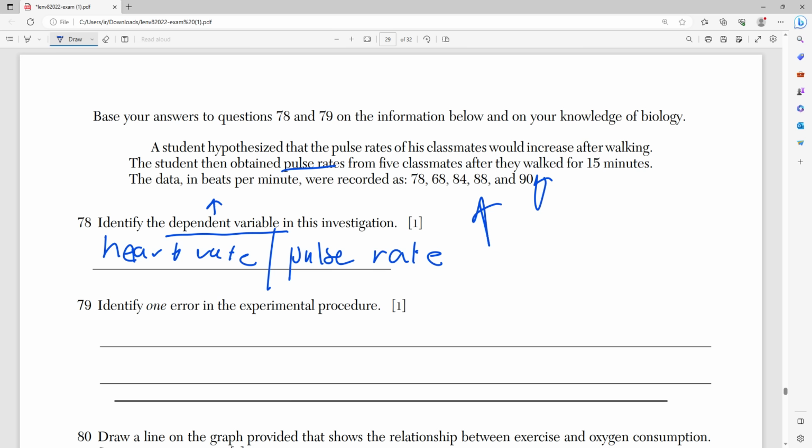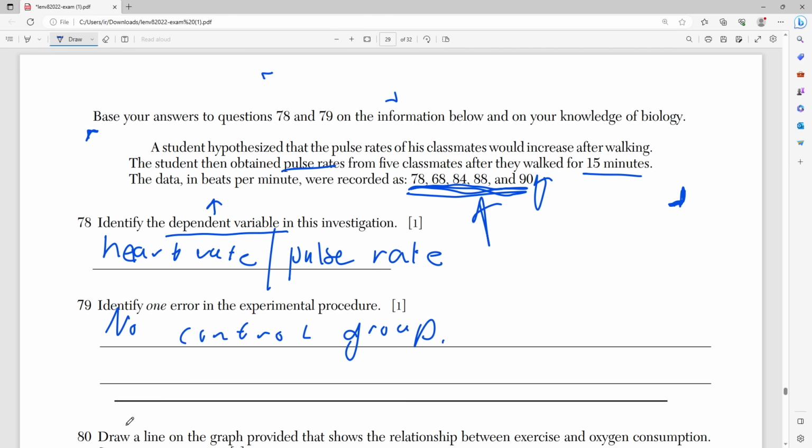So one error in the experimental procedure is the fact that there's no control, right? I never noticed any control group within this excerpt, right? Any good experiment has a control, because what are you comparing the pulse rates to, right? There's no before group. There's no control of people who didn't walk for 15 minutes, right? So you're just having these random pulse rates and nothing to compare them to, right? You tested for them, right? They were the dependent variable, but now what are you going to do with that? Nothing, because you don't have a control to see if walking for 15 minutes really changed something, right? So there's no control group.